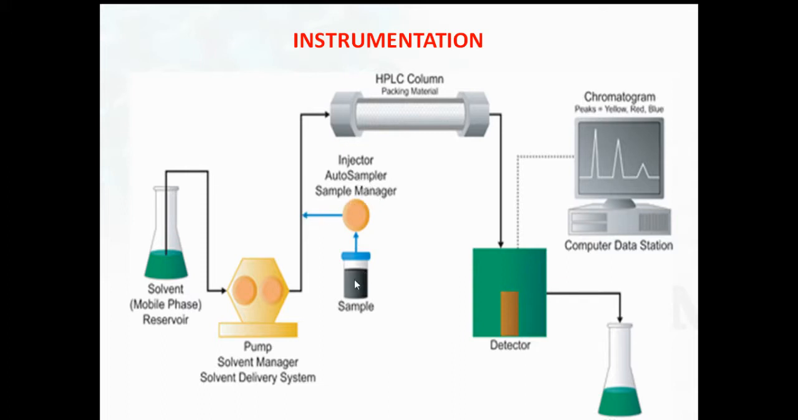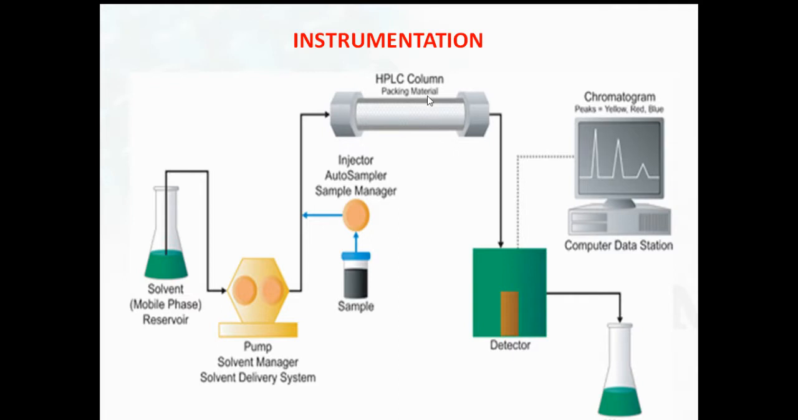That is, from here you can inject the sample at this point. So the sample is injected at this point, and the solvent is coming at high pressure from the solvent reservoir. Now these two then enter into the HPLC column.